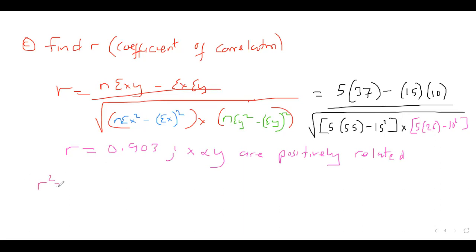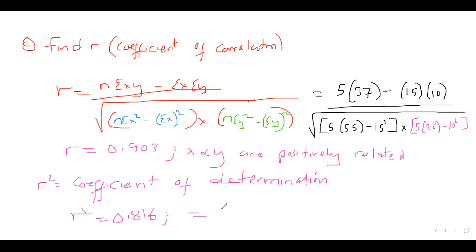It's called R squared, the coefficient of determination. Coefficient of determination measures how much x affects y. If it was sales in terms of advertising, and the R squared is equal to 0.816, this simply means that 81.6% of y is affected by x.